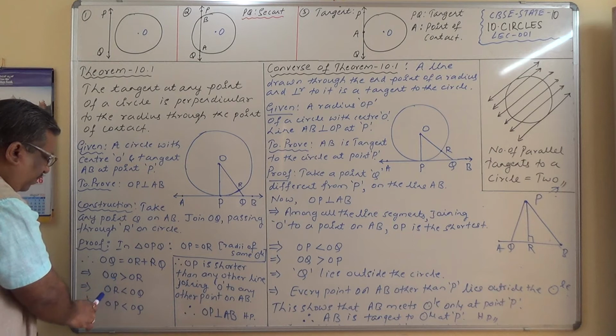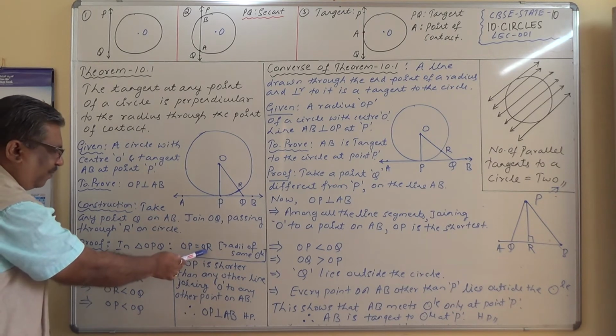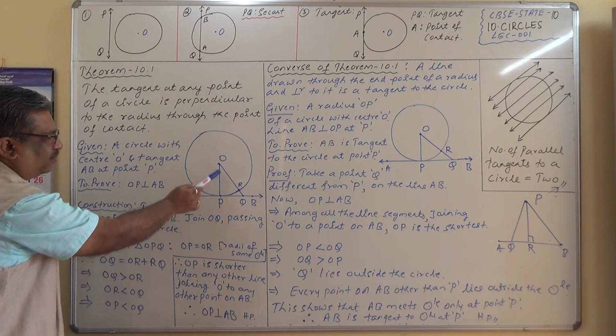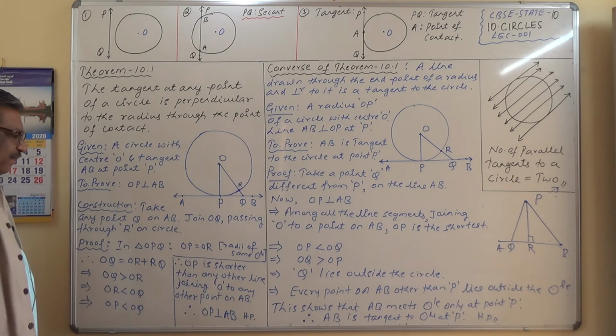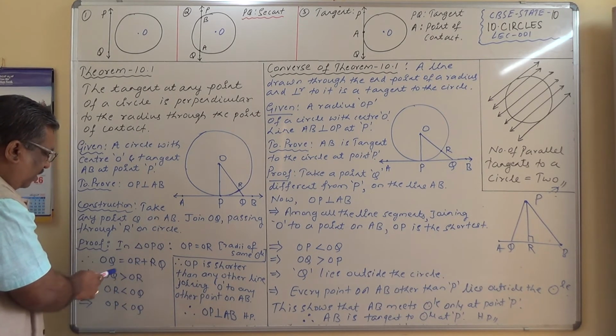But we know that, you can write reverse also, that is OR is smaller than OQ. What is OR? OR is equal to OP. Therefore OP is smaller than OQ. What is the meaning of this one? I can conclude from this statement OP is smaller than OQ. Here OR is equal to OP, OP is smaller than OQ.